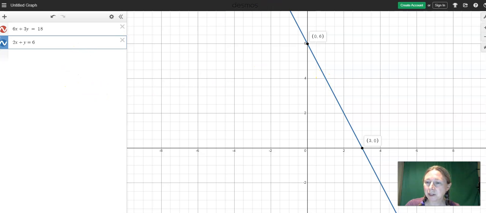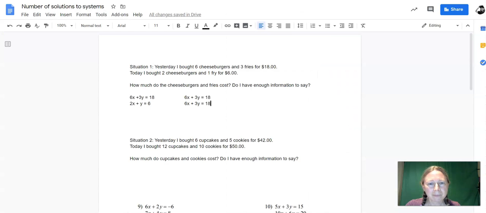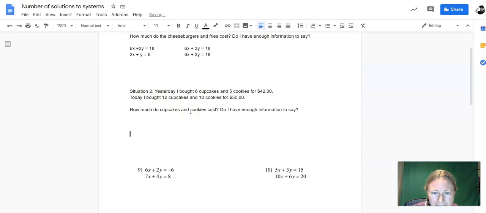So it's a special kind of system where both of these equations are actually the same equation. They just didn't look like it at first. Let's take a look at another situation along the same vein. So yesterday I bought 6 cupcakes and 5 cookies for $42. Today I bought 12 cupcakes and 10 cookies for $50. How much do cupcakes and cookies cost, and do I have enough information to say?